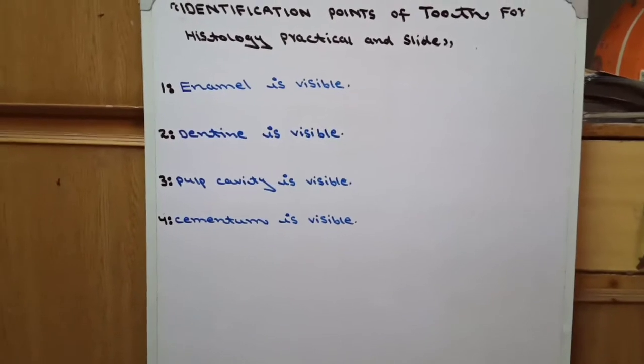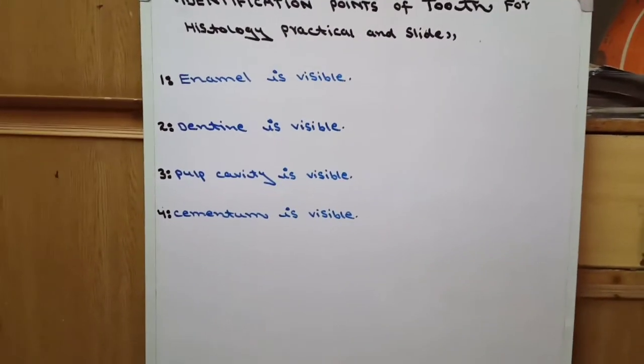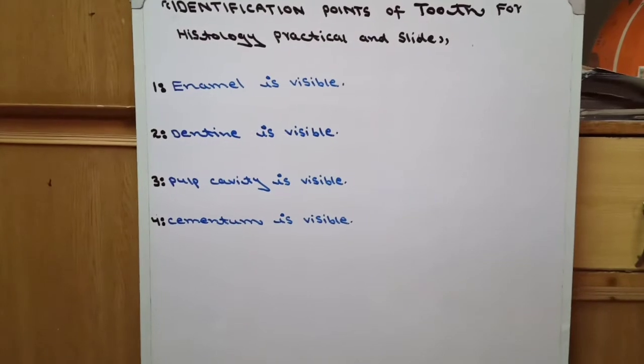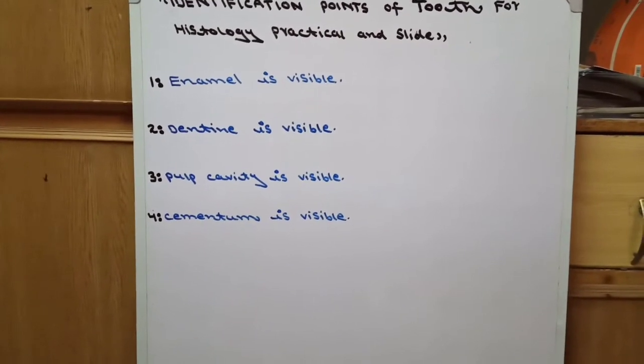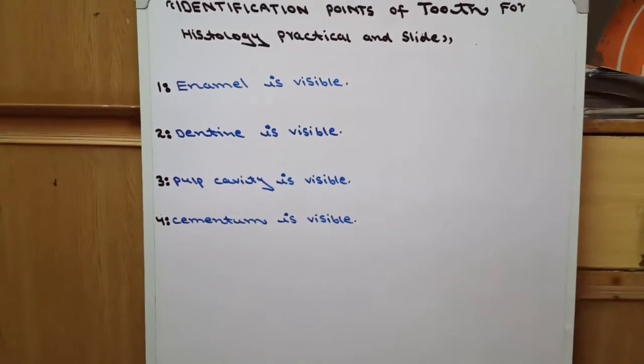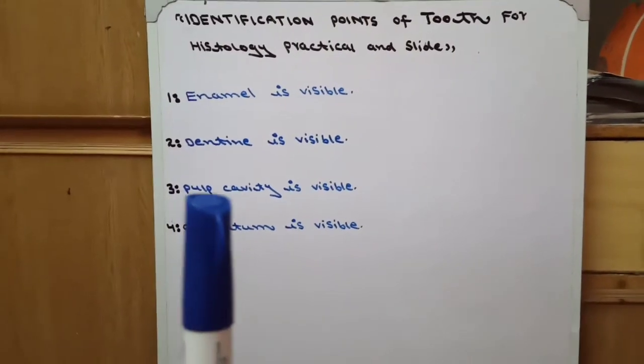The third is pulp cavity is present. Pulp cavity is a vital portion of tooth which has vasculature and nerves. This is the vital portion of tooth, the pulp cavity.